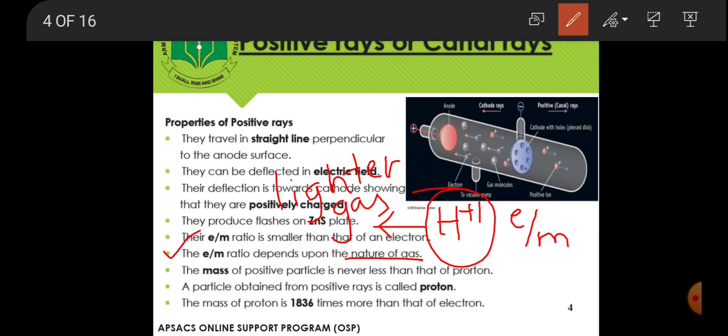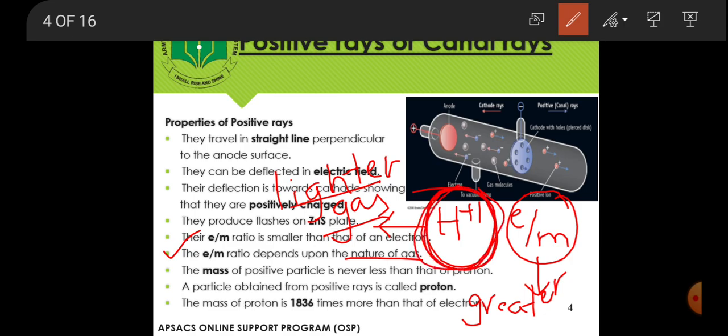When a lighter gas is used in a discharge tube, then the charge to mass ratio will be greater. Remember, students, if a lighter gas such as hydrogen is used in a discharge tube, then the particle produced from the hydrogen gas is the lightest particle and the charge to mass ratio will be greater. Why? Because the mass is less. The mass of this positively charged particle produced from a lighter gas, that is hydrogen, is less. When the mass is less, then the overall answer will be greater.